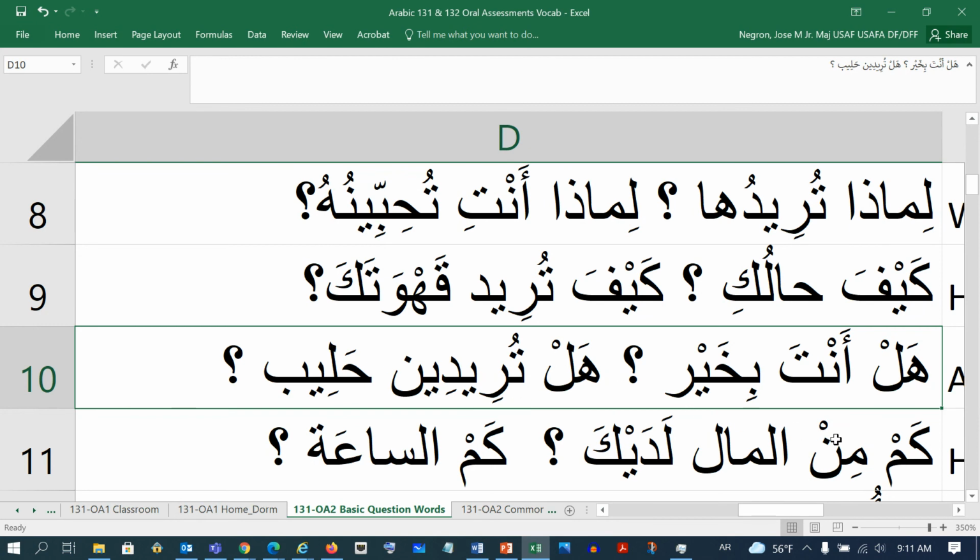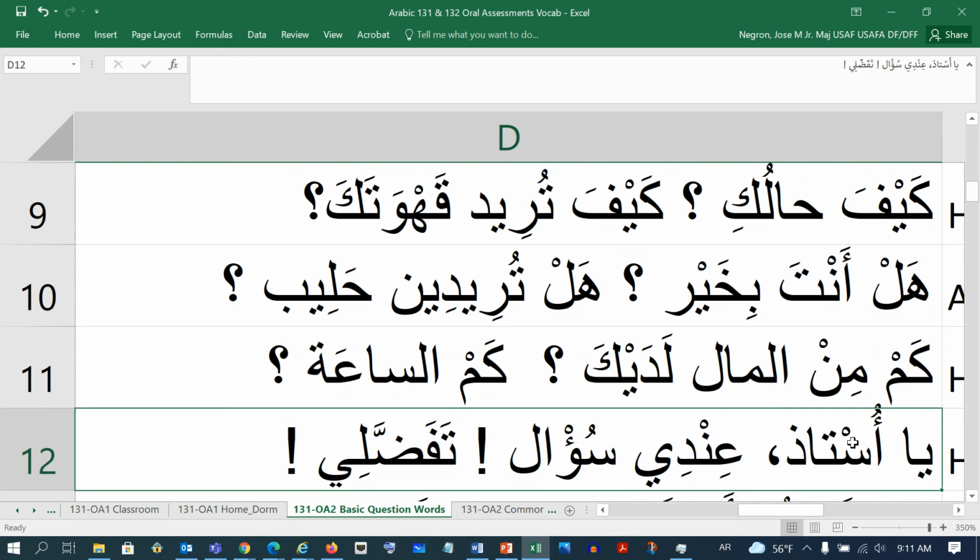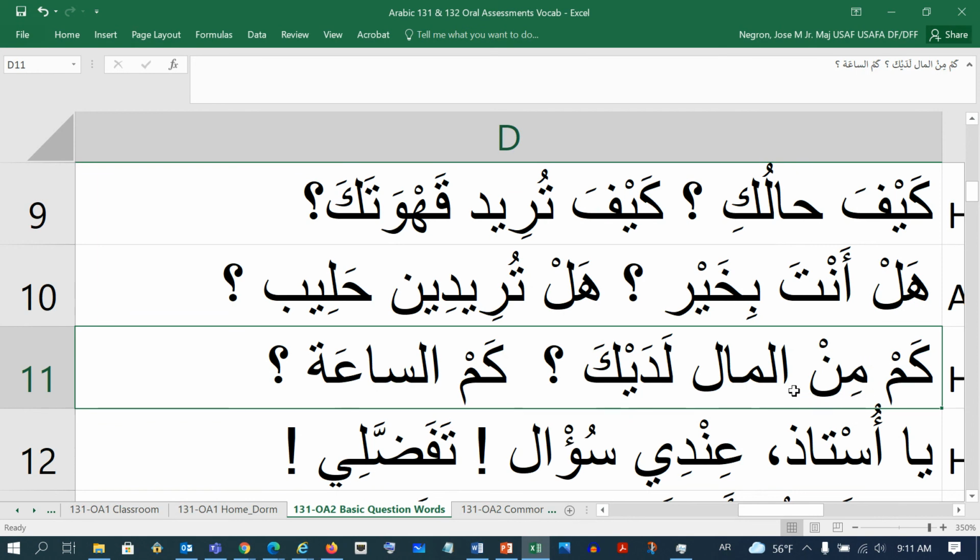Next one is kam, which is how much. كم من المال لديك? How much of the money do you have, or at you? And then كم الساعة? كم الساعة is what time is it, or how much is the hour?